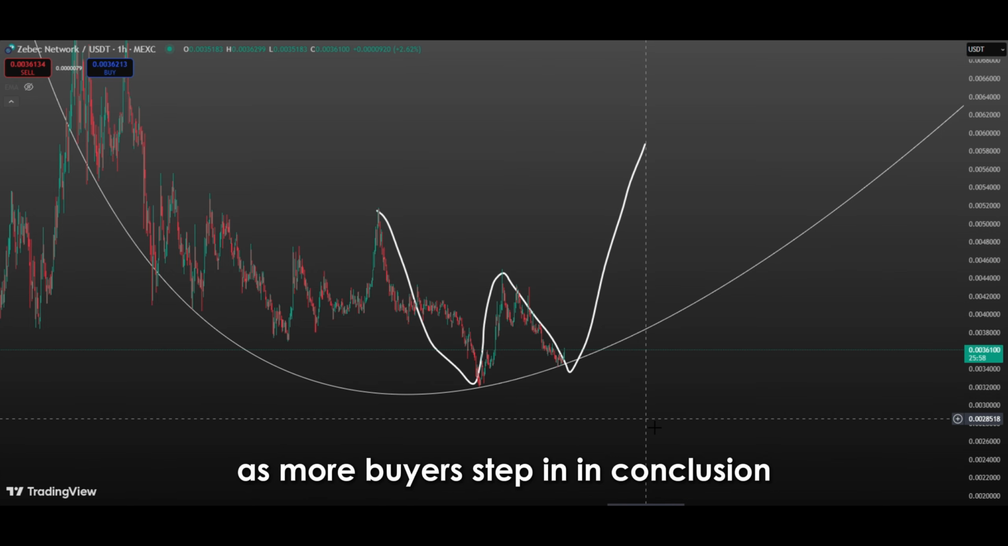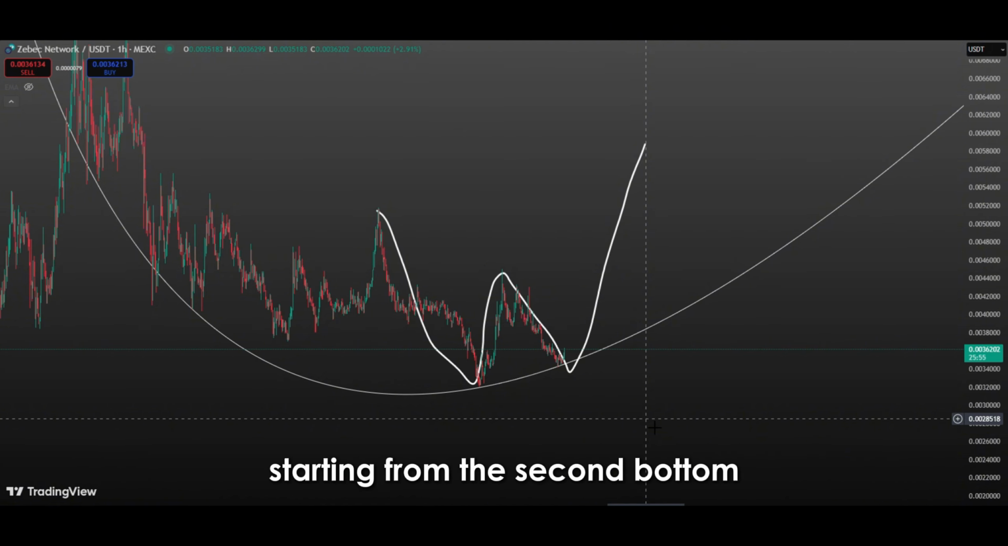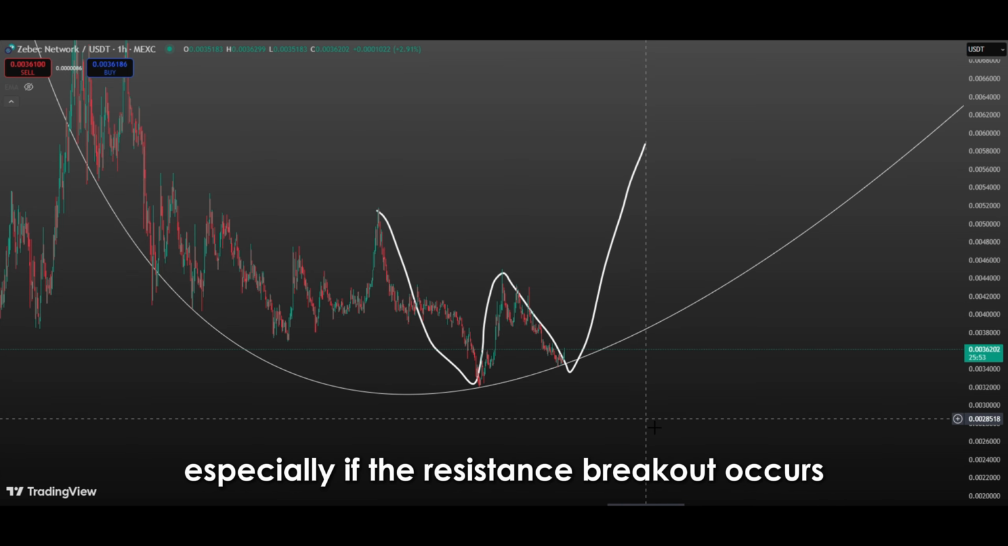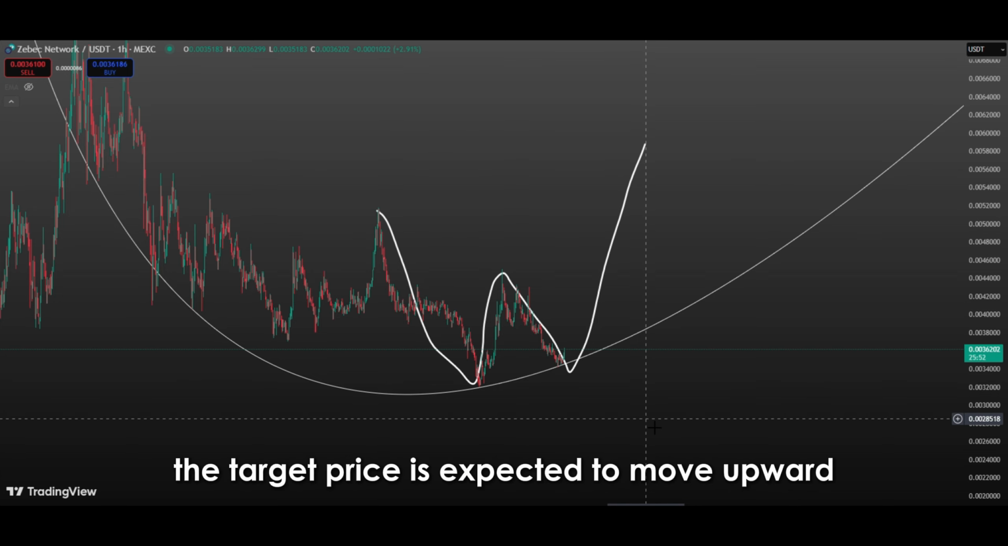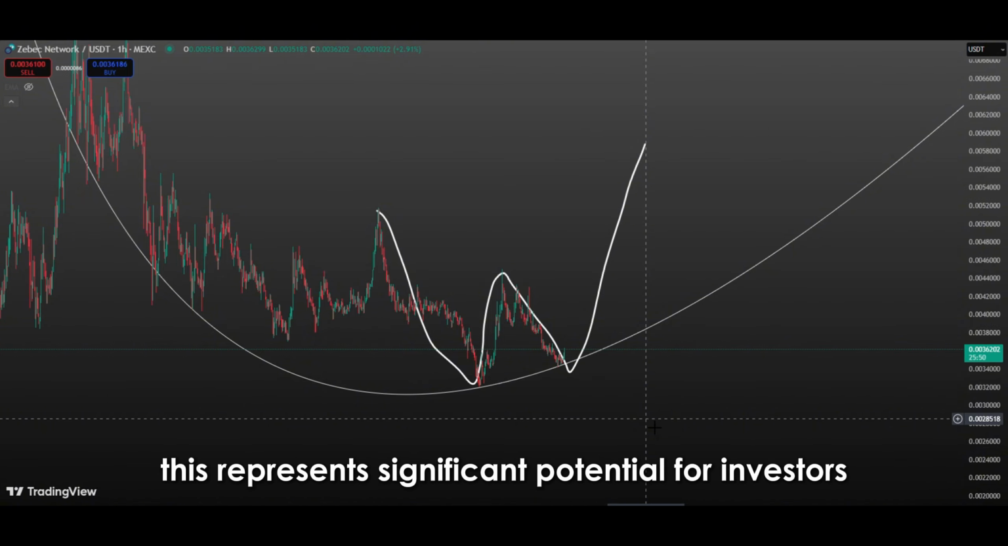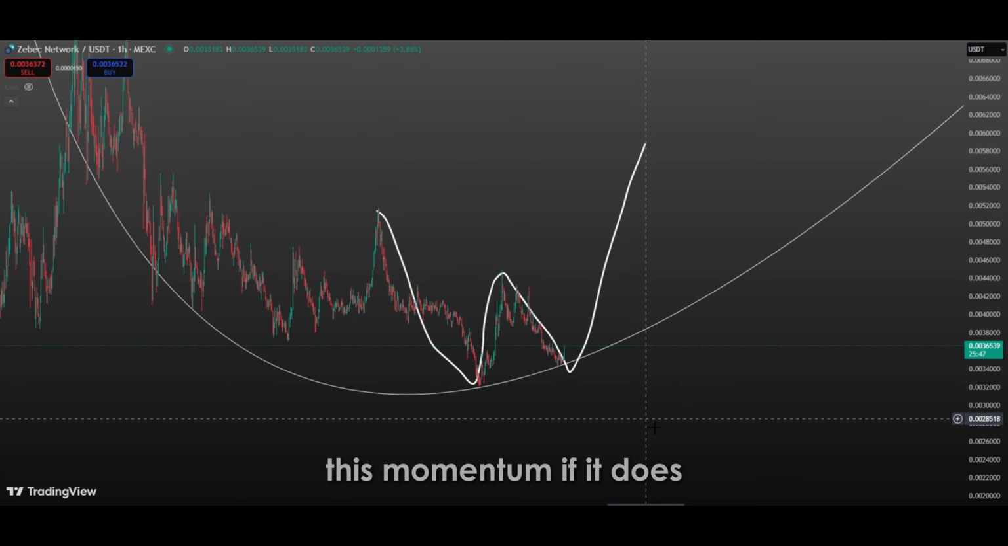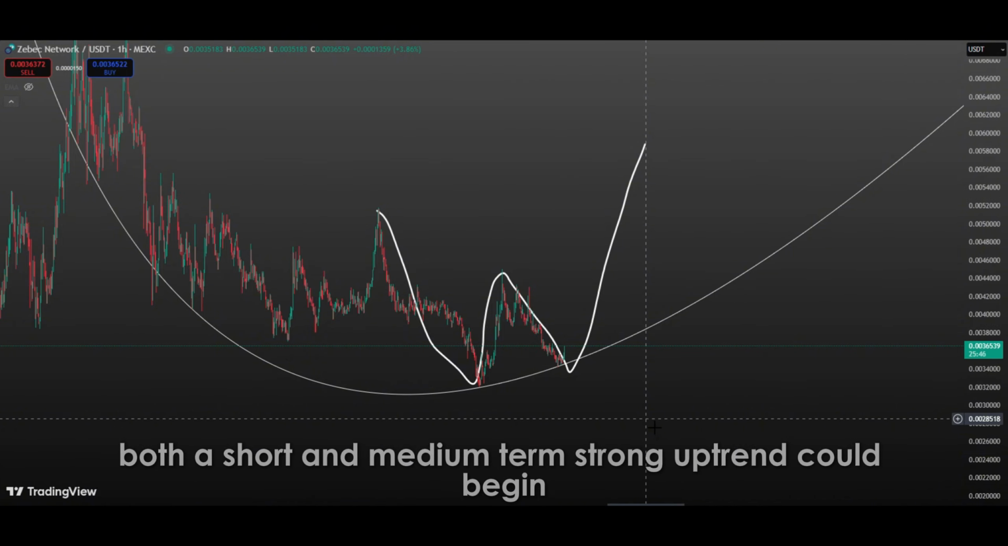buyers step in. In conclusion, the W formation becoming more pronounced on the chart, and the upward movement starting from the second bottom present a positive technical picture. Especially if the resistance breakout occurs, the target price is expected to move upward by the height of the formation. This represents significant potential for investors. For now, attention is focused on whether the price will maintain this momentum. If it does, both a short and medium-term strong uptrend could begin.